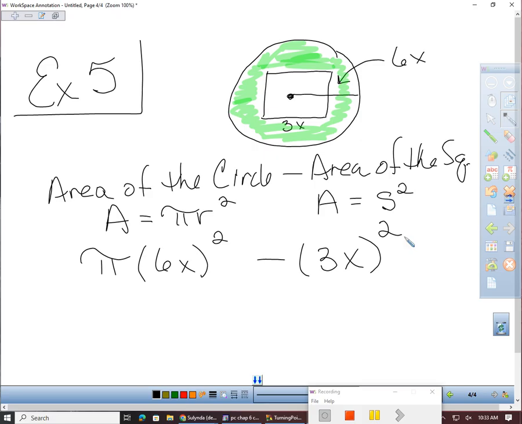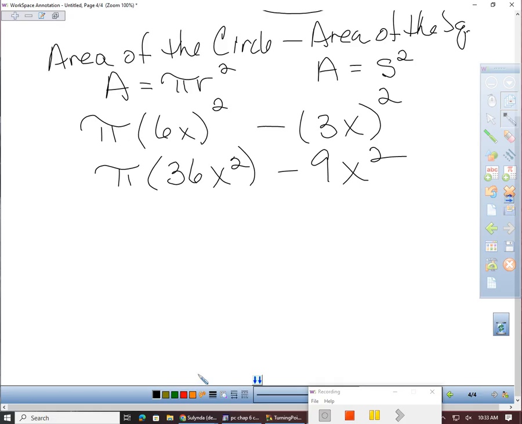All right, so first we have to simplify the first one. I have 6x squared, or 6x times 6x, which is 36x squared, minus I have 3x times 3x, or 3x squared, is 9x squared. All right, so next thing I'm going to do is multiply my pi into this. It only goes into the first parenthesis. So I have 36x squared pi minus 9x squared.